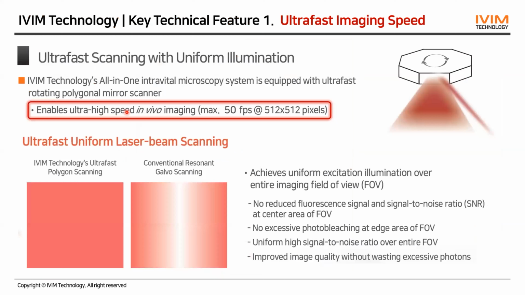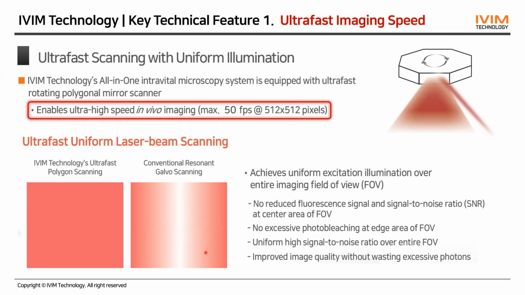Our first key feature is the ultra-fast imaging speed. All of our systems are fully equipped with an ultra-fast laser scanner, the polygon scanning system, which enables ultra-fast high-speed imaging at a maximum speed of 50 frames per second with 512 by 512 pixels each. It can also achieve uniform excitation illumination over the entire field of view. Thereby, we can acquire high quality images and videos at an ultra-fast frame rate in real time.